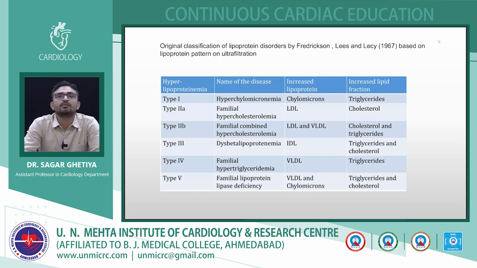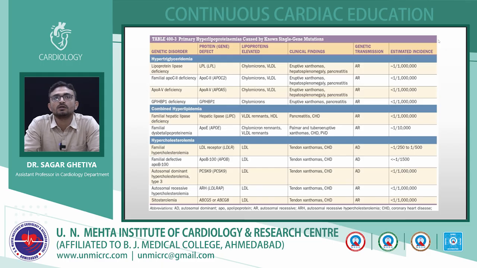Type 3 is dysbetalipoproteinemia, which has an increased level of IDL, while type 4 is familial hypertriglyceridemia with an increased level of VLDL. Type 5 is familial lipoprotein lipase deficiency with an increased level of VLDL and chylomicrons. This classification is not widely used in today's world. Today, primary hyperlipoproteinemia is divided based on single gene mutation. They are further divided into three main categories: hypertriglyceridemia, combined hyperlipidemia, and hypercholesterolemia.